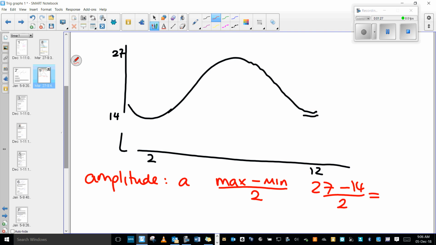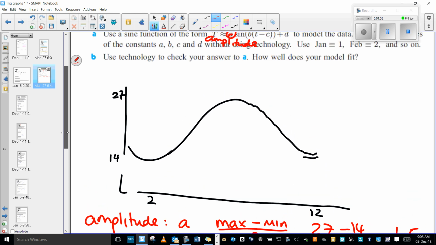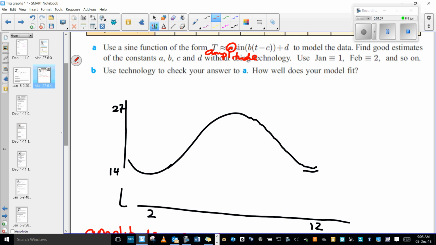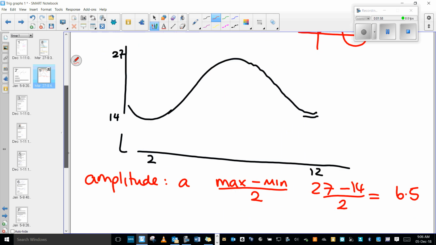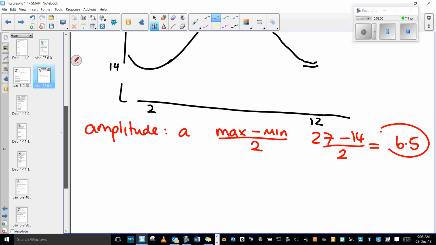and we divide that by 2 to get 6.5. Now, here's the tricky thing. They told us it's a sine graph. So in our minds we're thinking, what does a sine graph normally look like? Remember, it's like that? Does our graph do that? Does it go up, down, up? No, it goes down, up, down. So what do you think that means about this value here? It's negative. Nice.